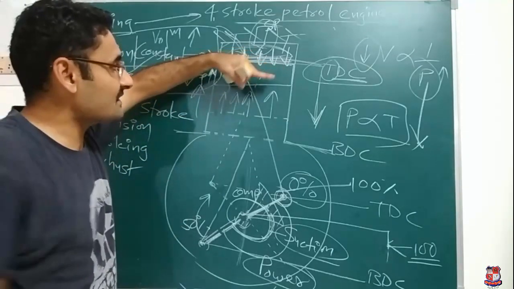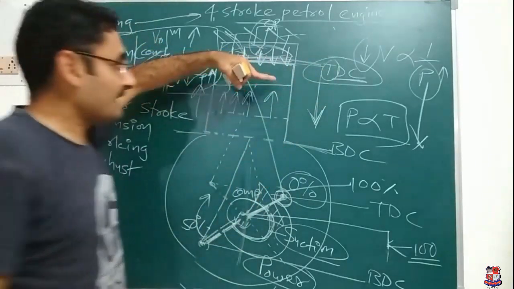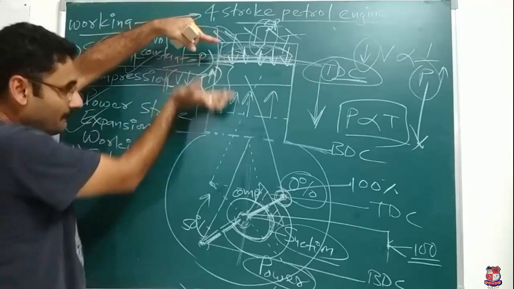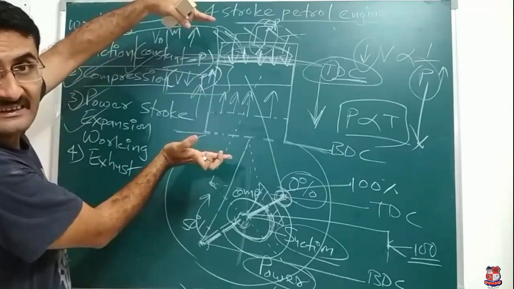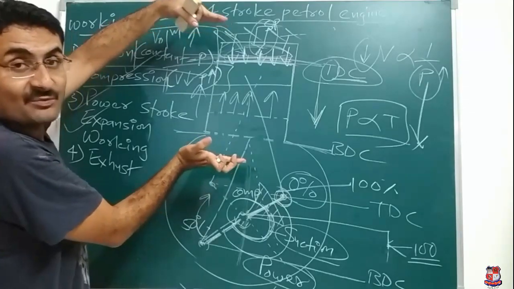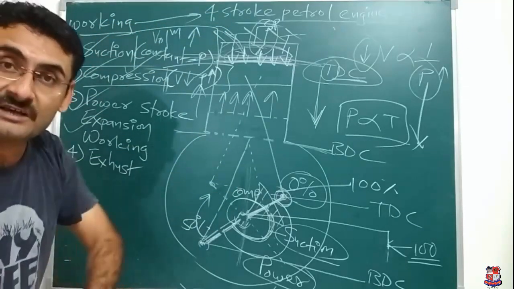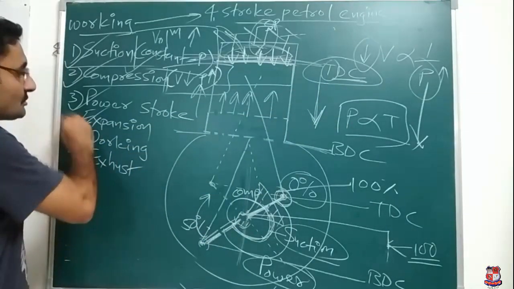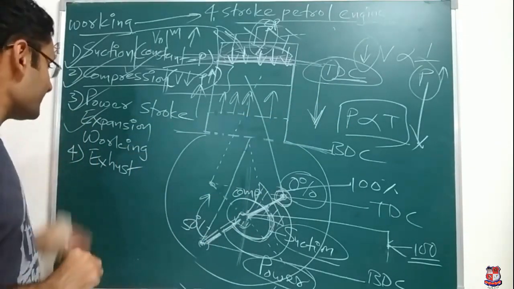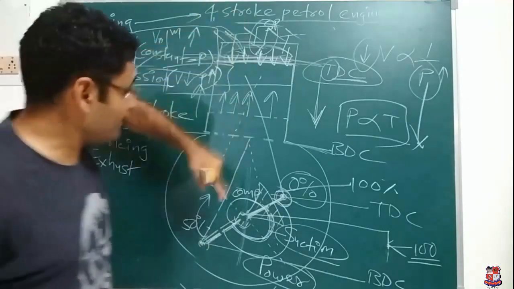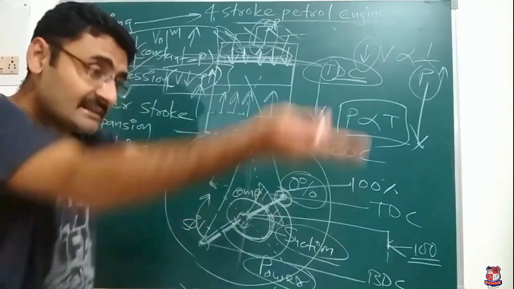Because the power stroke starts from TDC. At the start of the power stroke, the volume of the cylinder is that much only, and after completion of the power stroke, the volume of the cylinder has increased. If volume is increasing, pressure is decreasing, and if pressure is decreasing, it is an expansion process. That is why it is also known as the expansion stroke. Finally, it is also known as the working stroke. Why? Because with the help of this power stroke, our vehicle is working.